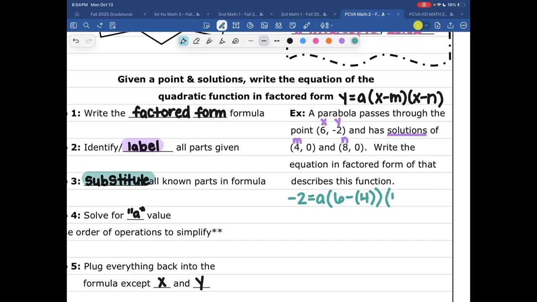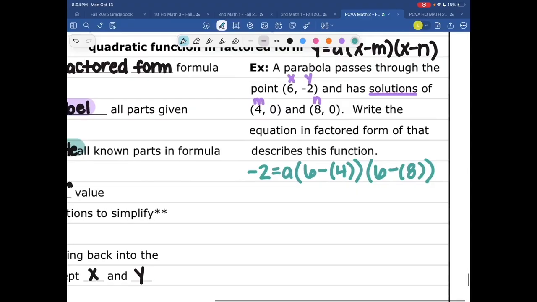Then we have a 6 again for the x minus my n value. And at that point, we're going to solve and simplify. So we have -2 equals a. 6 minus 4, that's also going to be 2. And then we have 6 minus 8, which is going to be -2.